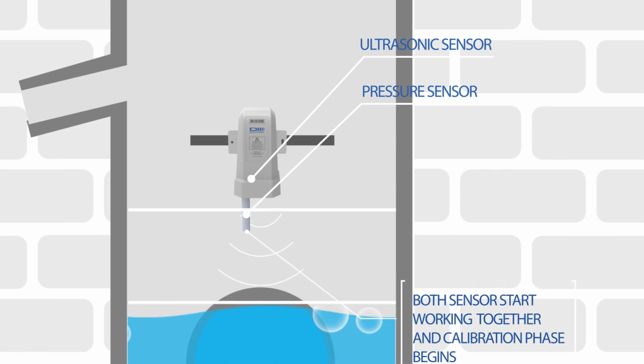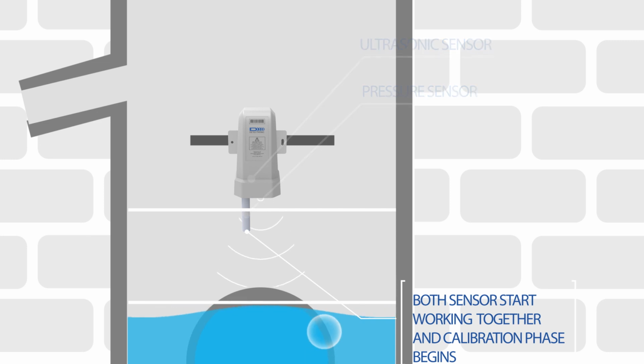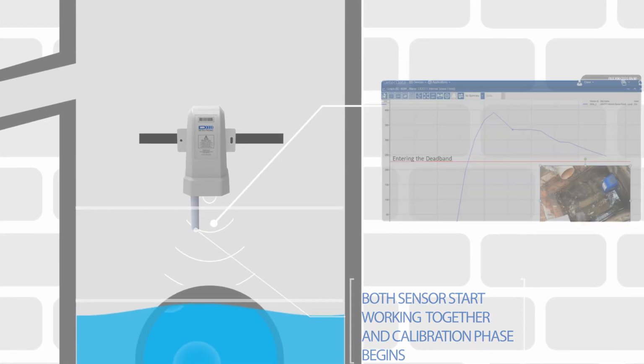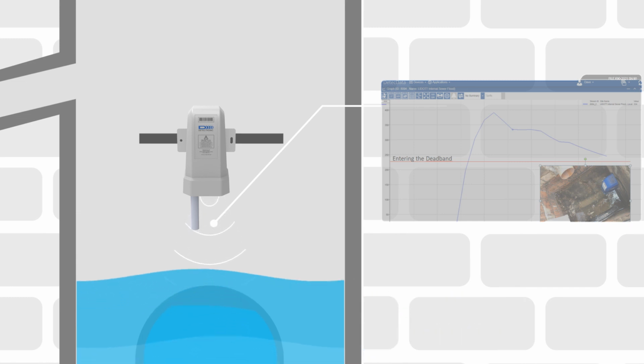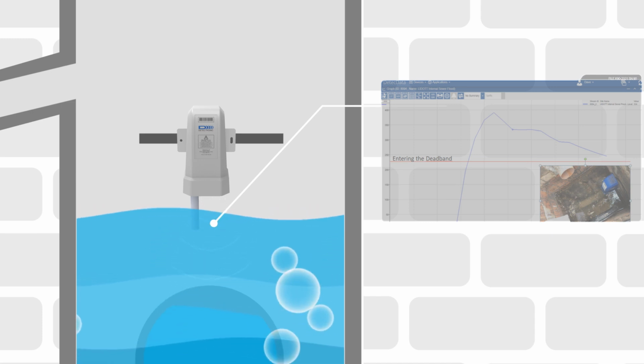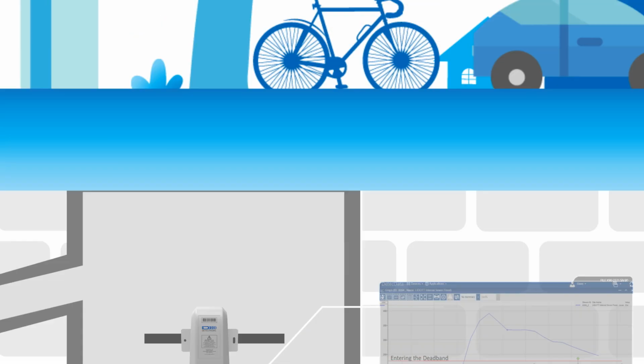This is known as the calibration phase, where accurate data from the ultrasonic sensor is used to calibrate the pressure sensor. By the time the water level enters the ultrasonic dead band area, the calibration sequence is complete and the calibrated pressure sensor takes over. This seamless transition from one sensor to the other and back again makes the LIDoTT unique.